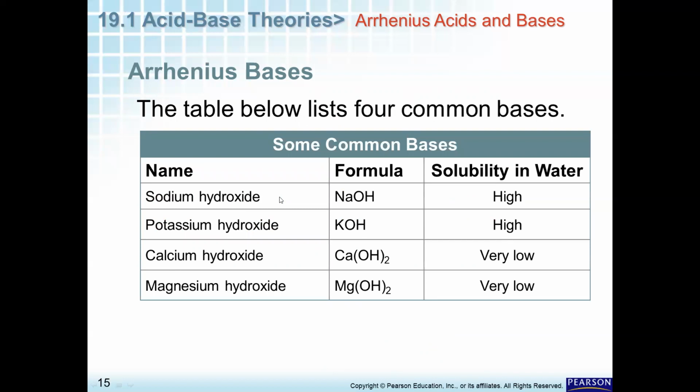All right, moving into bases, we have a list of known bases. Sodium hydroxide is very popular, and potassium hydroxide is very popular too. The solubility in water of these is very high, which means that they are easily ionizable into Na plus and OH minus. But these ones, calcium hydroxide and magnesium hydroxide, have very low solubility in water. What is the difference between these two and these two? They're different by the metal.